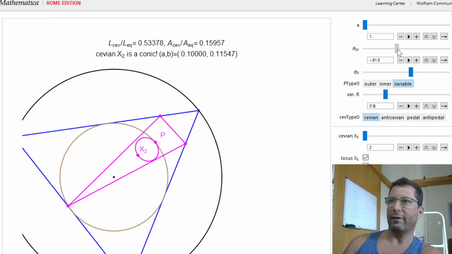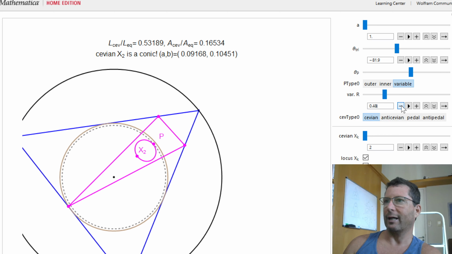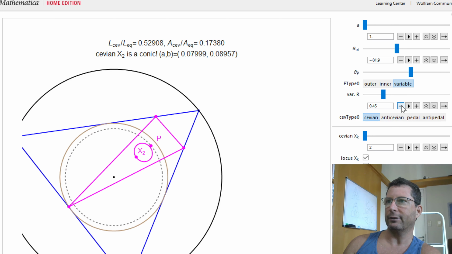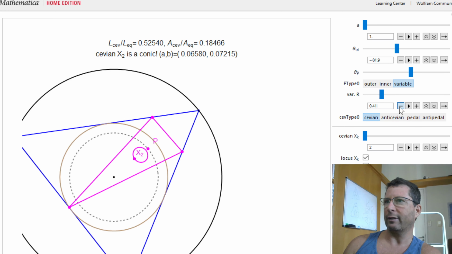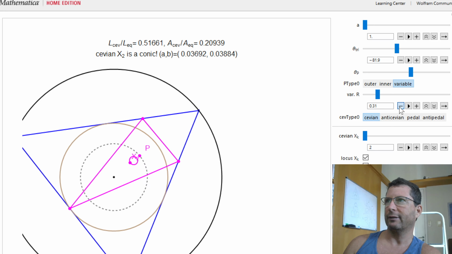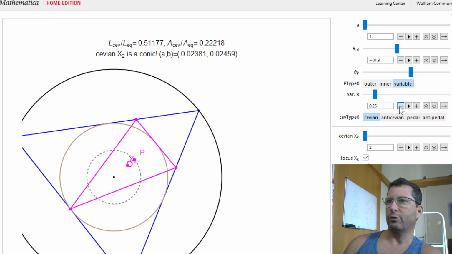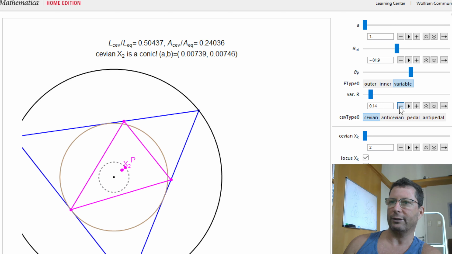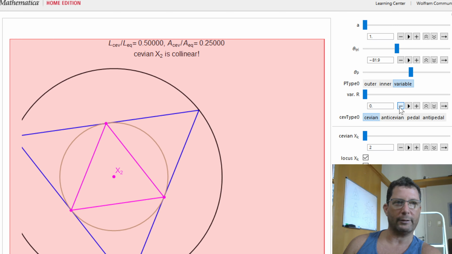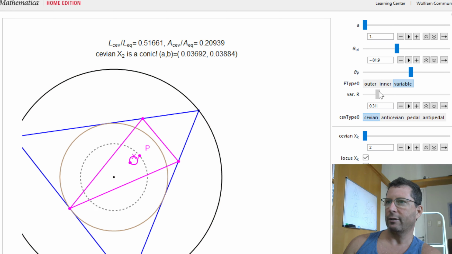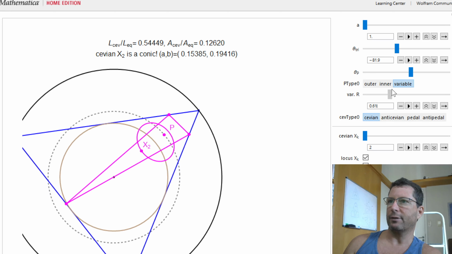How about if I now enter the incircle? What happens? I continue to have an ellipse, an ever smaller ellipse. You can see here that although it approaches a circle, it's never going to be a circle. In fact, this is going to be an ellipse all the way to when P goes to the center of the system, in which case x2 converges to a point. So this is an interesting situation. Ellipse, ellipse, ellipse.